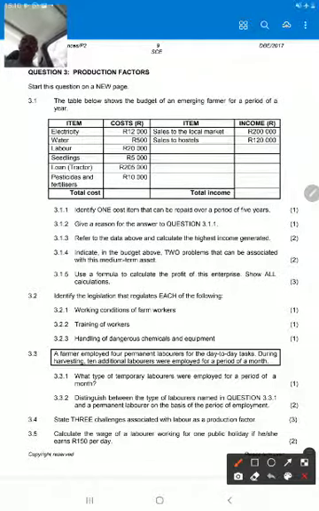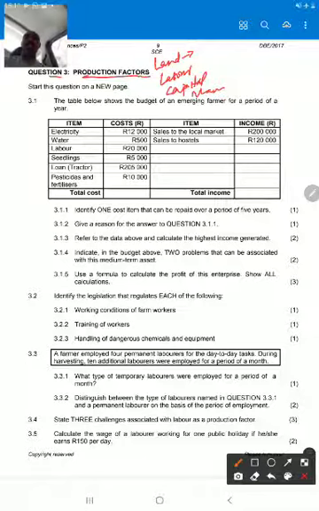Do us proud. Today we'll be looking at question three, which is about production factors. Even on the paper on the 24th, question three will be production factors. They will be looking at land, labor, capital, and these are the production factors, and management.